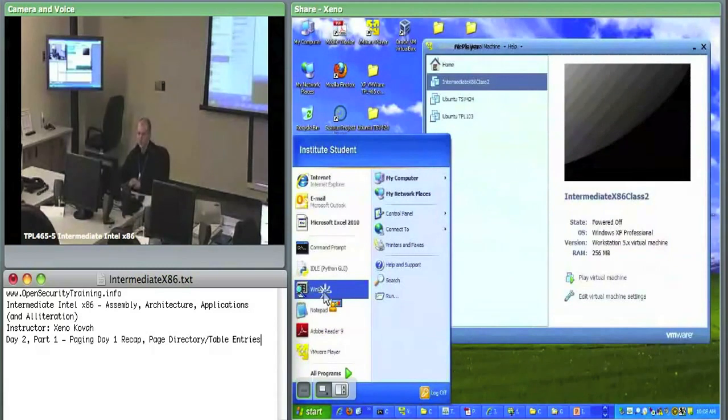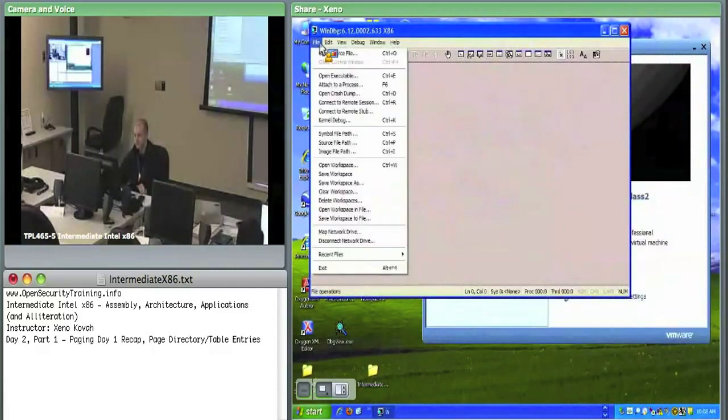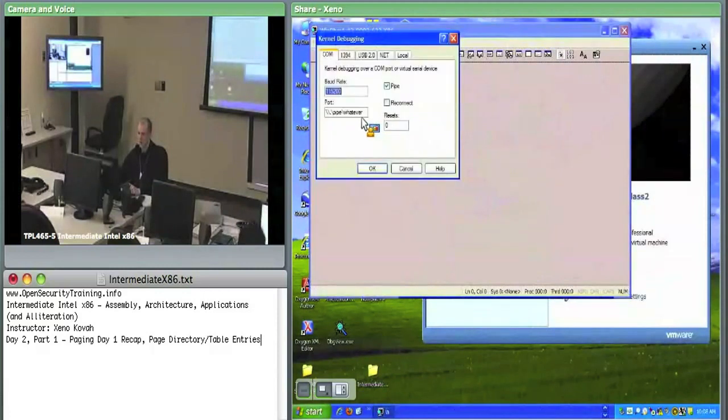People who have it working, you can look at the slides and stuff and start going through it if you want. All right. For Jessica, open up WinDbg and select kernel debug. You should have the same settings as yesterday, //./pipe/whatever, and with the pipe box checked, but don't hit OK yet.